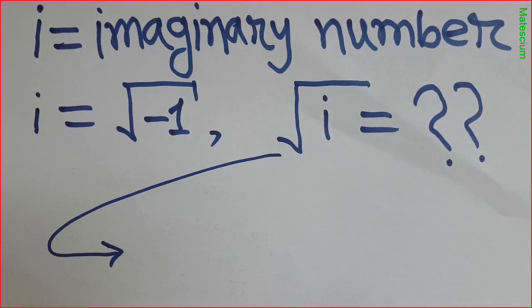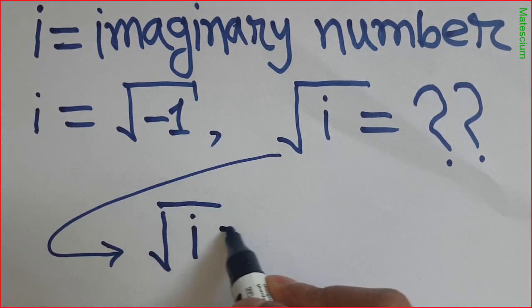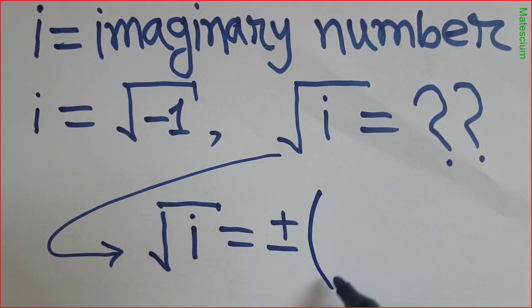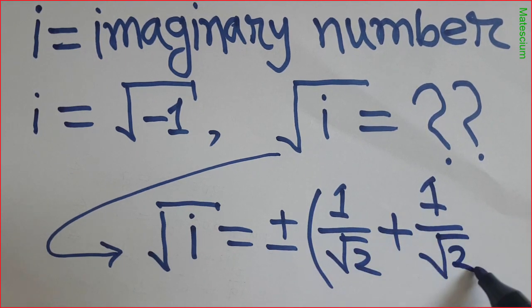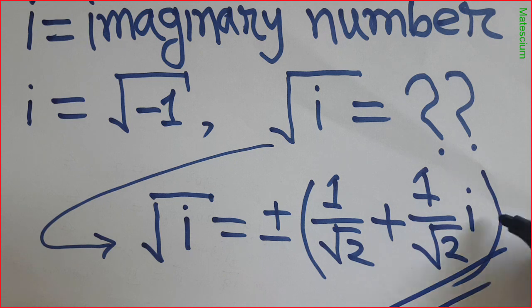In the next few minutes, I'm going to show you square root of i means plus minus 1 over square root of 2 plus 1 over square root of 2 times i.